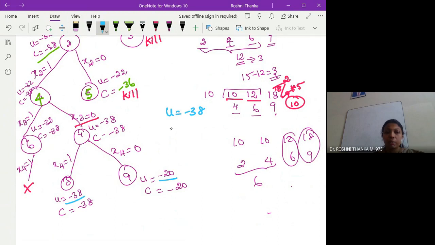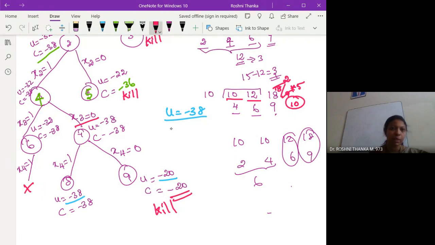And what about the cost? We said that whenever the cost is greater than this upper bound, we have to kill the node. That is the second condition we learned. So first, we check whether we want to update the upper bound. If we don't have any node which is lesser than minus 38, we are not doing anything. Next, you have to check whether any of the cost is greater than this upper bound. Here you can see this cost minus 20 is greater than minus 38, so you have to kill this now. So that's it, we finished it.